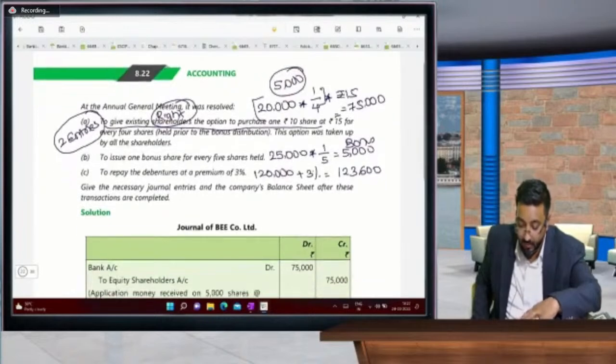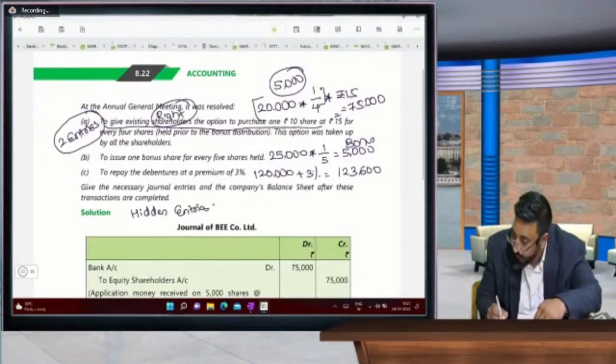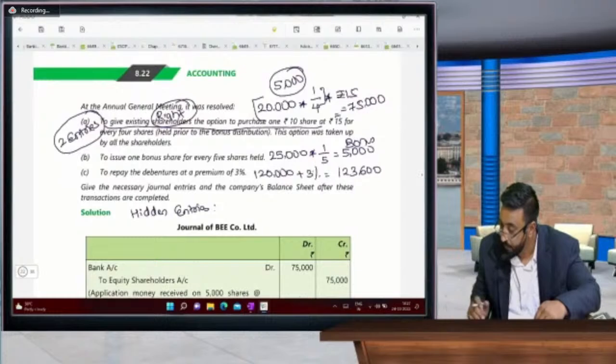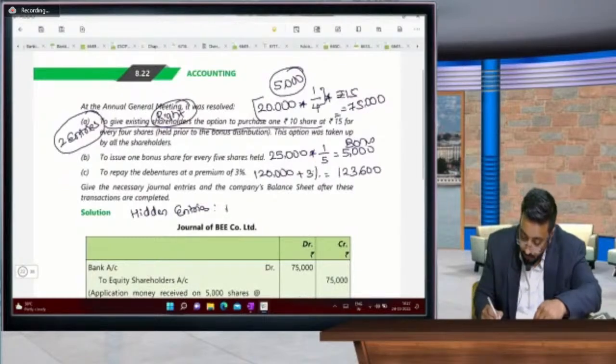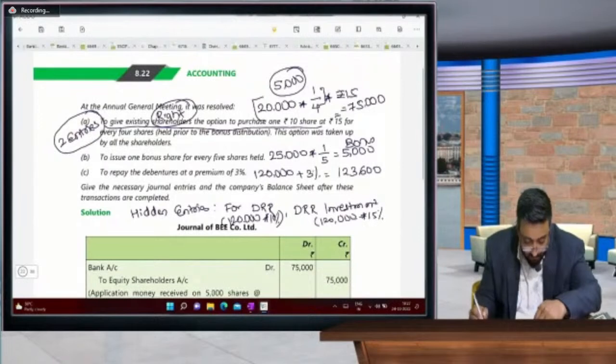Okay. Now there are hidden entries also. Hidden entries for DRR and DRR investment. DRR is 1,20,000 into 10%, and this is 1,20,000 into 15%. That is 12,000 and 18,000.